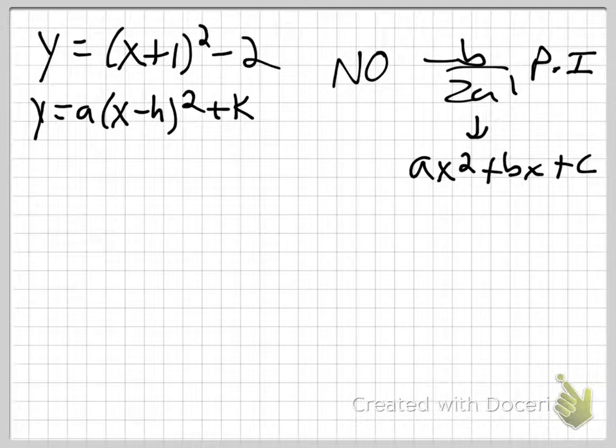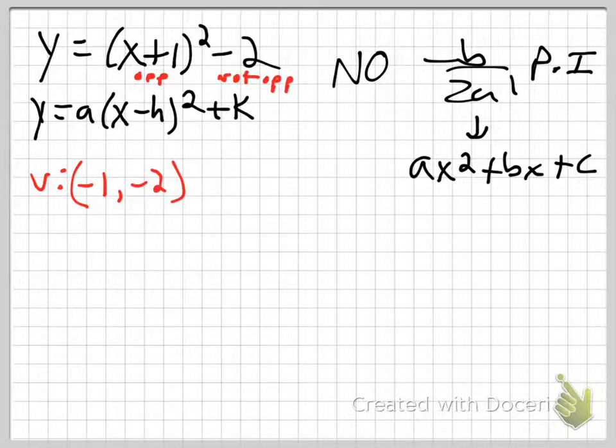It's really easy to see the vertex is negative 1, negative 2. Because remember, inside the parentheses is opposite, outside the parentheses not opposite. And so from the vertex you can find the axis of symmetry. It's just this value here.